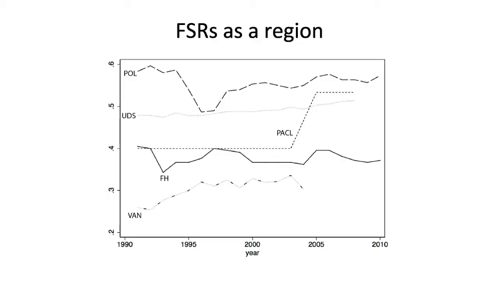And looking at it as a region, how do the indices agree with each other in terms of capturing overall regional trends? So here's a regional average according to five different indices, and once again, there's very significant variation. Polity generally ranks the region as more democratic than other measures. That's the one on top. Vanhanen ranks it as much less democratic. What conclusions can we draw? It's hard to say depending on what measure you use.